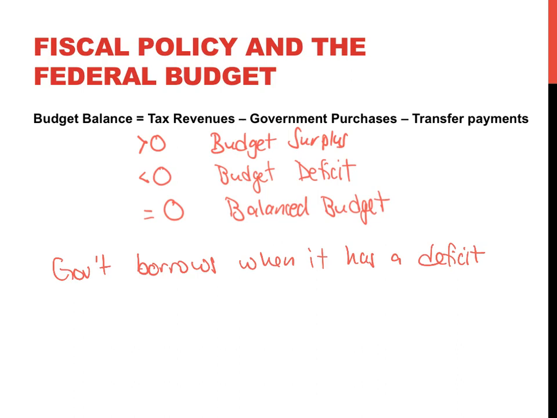And when the government runs a budget surplus, it starts paying back its debt. So the national debt, which I'm sure you've all heard quite a bit about, is the sum of past deficits minus the sum of past surpluses.